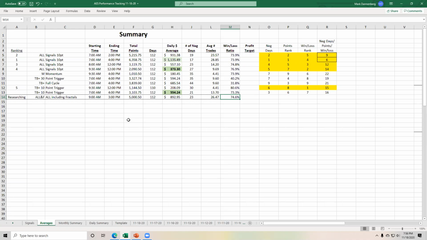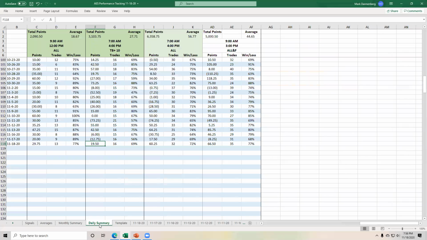And if you take a look at the summary, for example, between 9:30 and noon, you can see how many trades we have. We only have 1 trade open at a time. These numbers here do not include fractals. So, like today, we did 13 trades between 9:30 and noon. We never hold trades overnight.